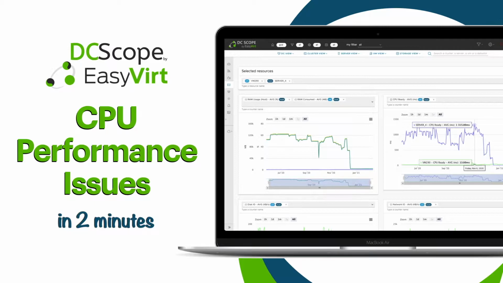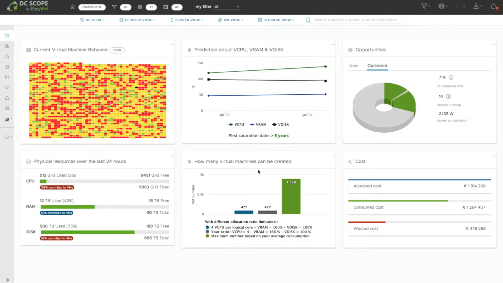Today we will see how to analyze a performance issue linked to the CPU ready. Let's imagine the following situation. The VM252 has performance issues during the day and we have to figure out what causes this problem.